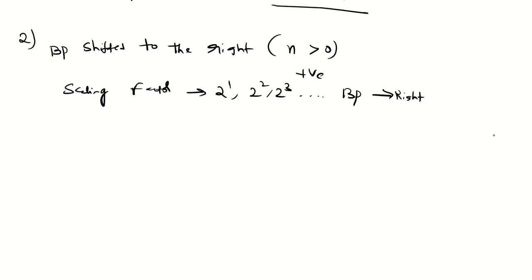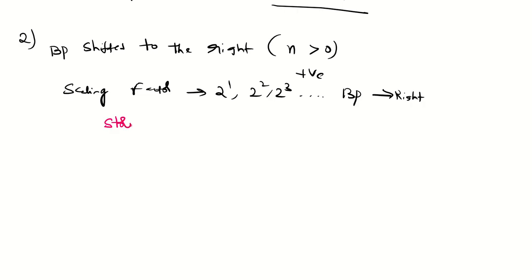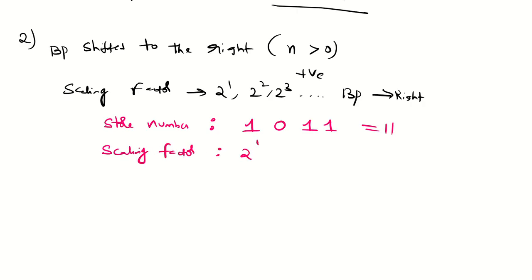Let's see the example. Suppose I want to store the number 1011. This is the number which is given, which is equal to the decimal value 11. So I have taken the scaling factor as 2 power 1. That means I want to shift the position one time. Which way does it shift? When n is positive, obviously the base point shifts to the right side. Any time it is shifted, at that place we can replace with 0. That is the important thing: after the right shift, what is happening.